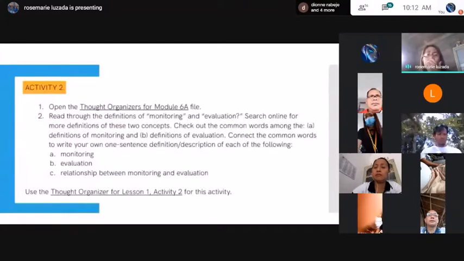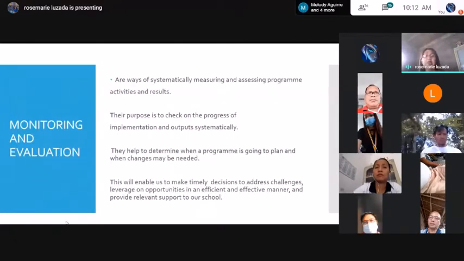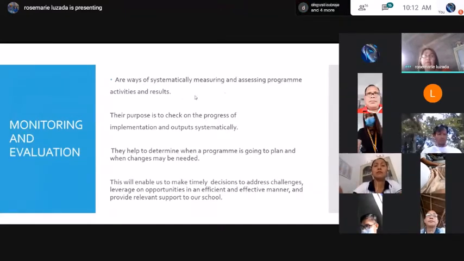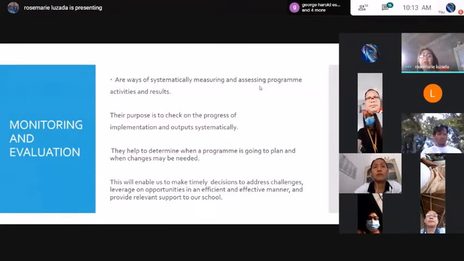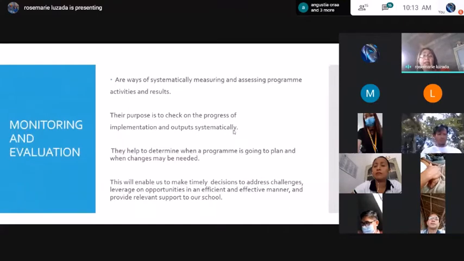Okay, so this time we're going to define what monitoring and evaluation are all about, and what their relationship is. Okay, monitoring and evaluation are very important. They are ways of systematically measuring and assessing program activities and results. So after the activity has been conducted, we need to assess the program or the activities, whether the implementation has been successful or not. Their purpose is to check on the progress of implementation and output systematically. So we have to check whether we are progressing or not.